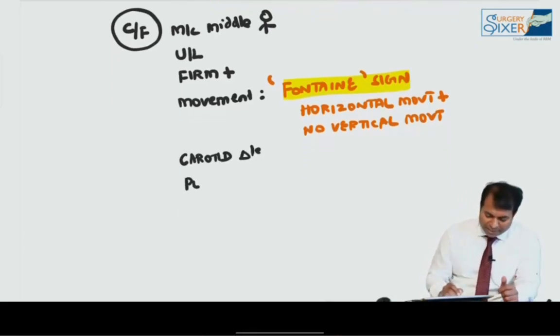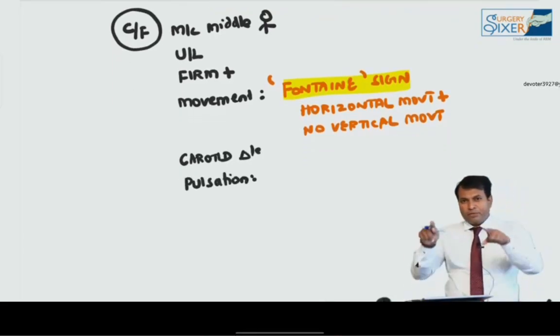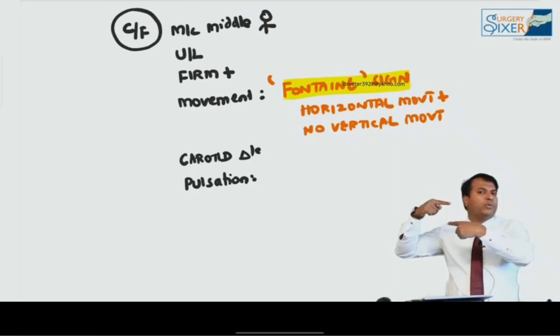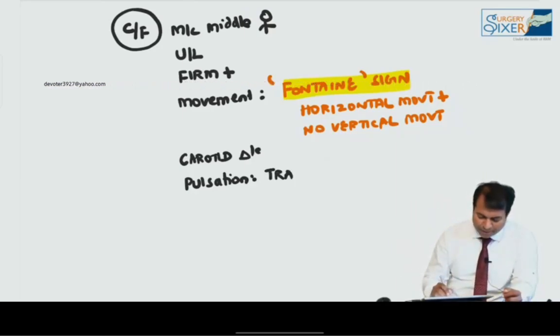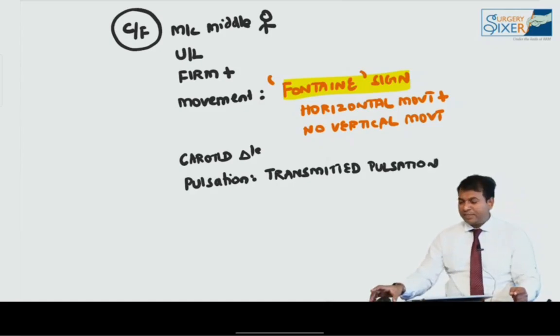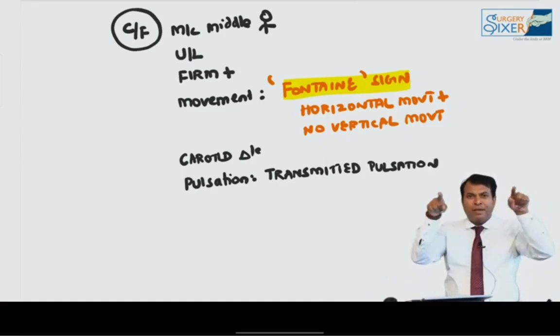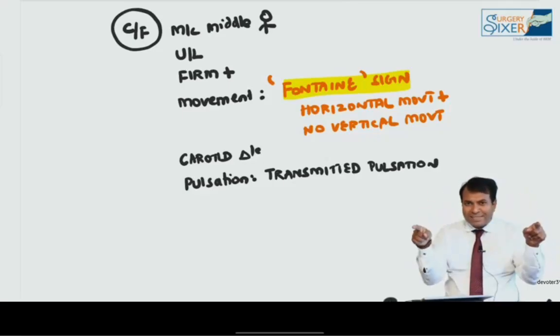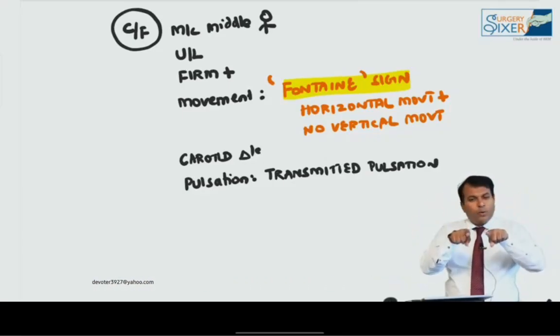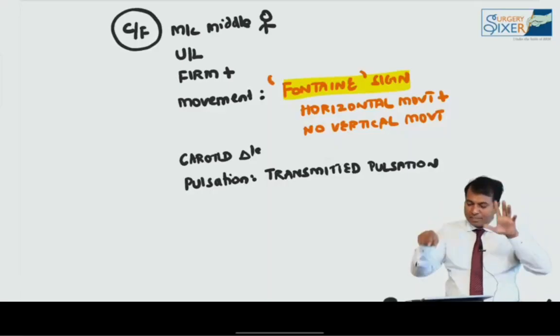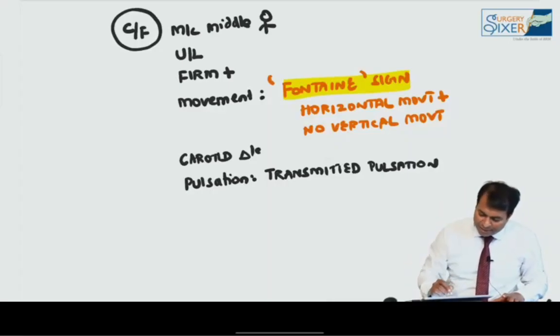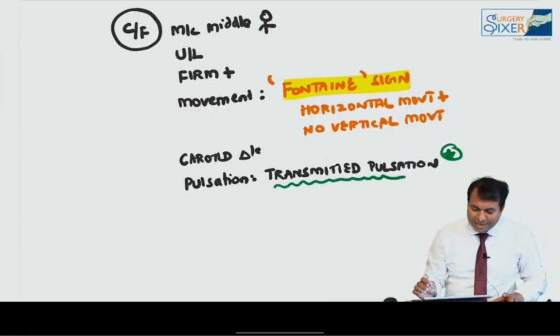When you look for pulsation, there is a particular type of pulsation seen. If you keep two fingers on the swelling and it only lifts the two fingers, that is known as transmitted pulsation. There is one more type of pulsation: if the swelling not only lifts the fingers but also separates them, this is known as expansile pulsation. Expansile pulsation is seen in carotid artery aneurysm. In carotid body tumor, there will be only transmitted pulsation, classically.